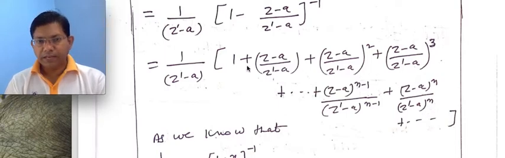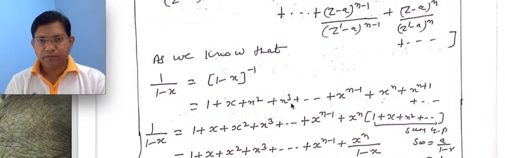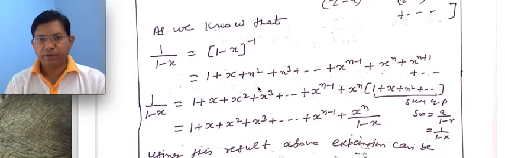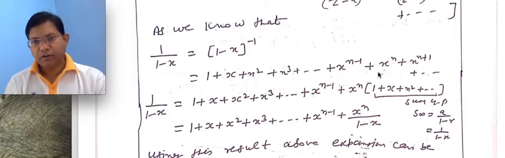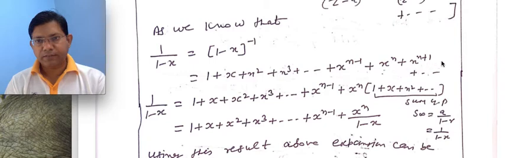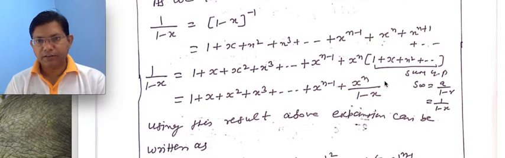Now this can be explained like this. As we know, 1 upon 1 minus x can be written as (1 minus x) raised to power minus 1. After applying the binomial theorem, this can be written like this. So we first wrote it up to x raised to power n minus 1, and after that x^n plus 1 will increase up to infinity.